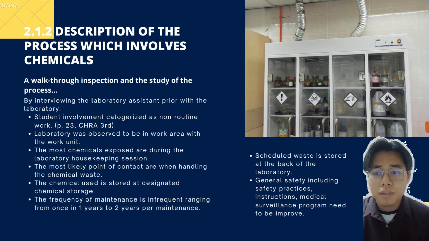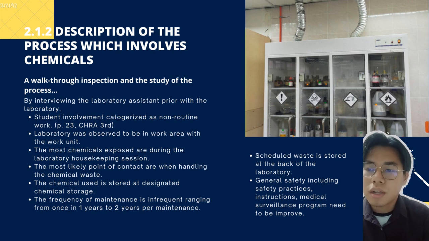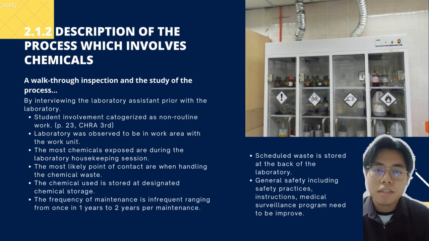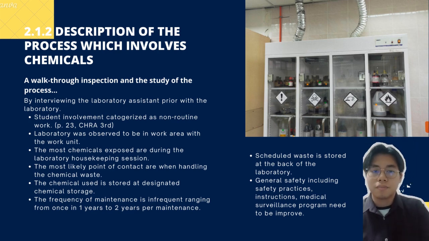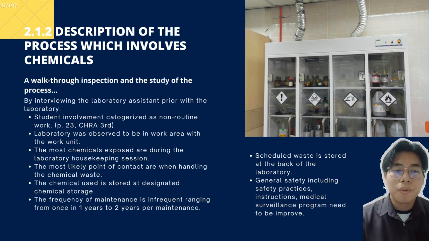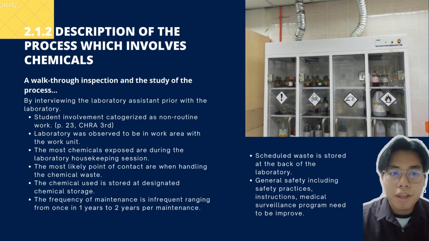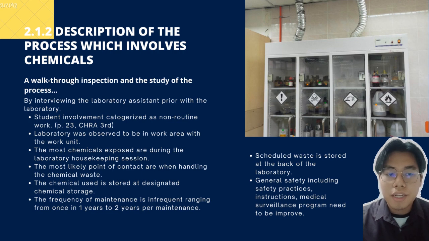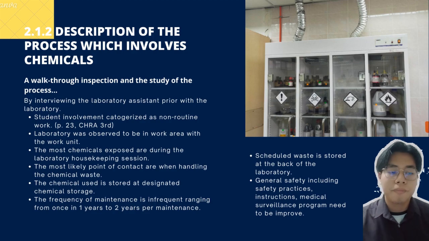The chemical used is stored at the designated chemical storage, as the picture on the left-hand side shows. The frequency of maintenance is infrequent, ranging from once in 1 year to 2 years per maintenance. Next, scheduled waste is stored at the back of the laboratory, and general safety, including safety practices, instruction and medical surveillance program, need to be improved by the employer, which is UiTM.